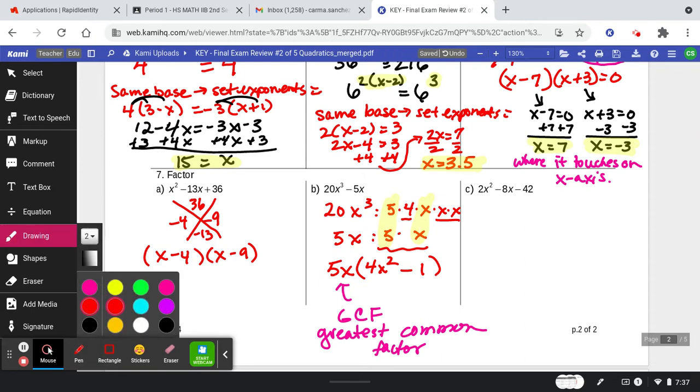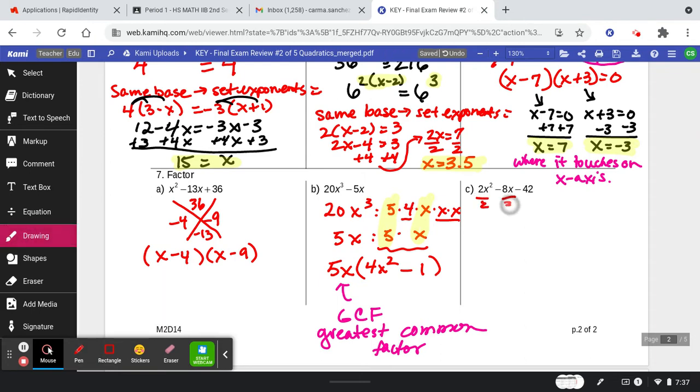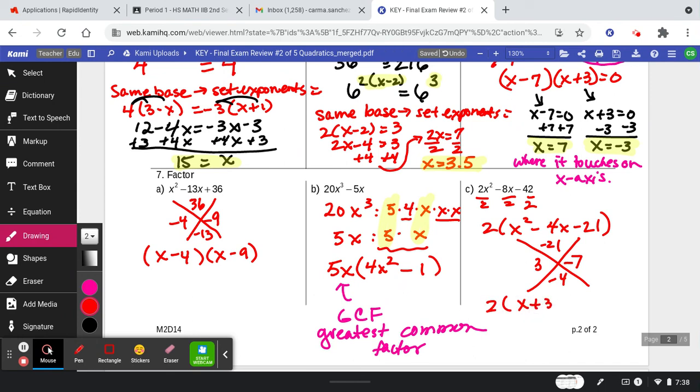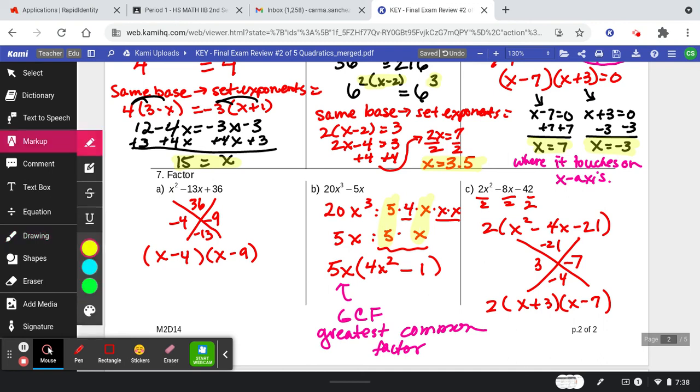On the last one, I do see that there's a 2 that can be divided out of everything. There's my greatest common factor, leaving me x squared minus 4x minus 21. And then back here, I'm going to test it to see, can it keep going at all? What times what equals negative 21 and subtracts to a negative 4? And I'm like, oh yeah, 7 and 3. It's going to be 3 minus 7. So my final factorization is x plus 3, x minus 7. Don't forget about that greatest common factor out front. And so these are your factors.